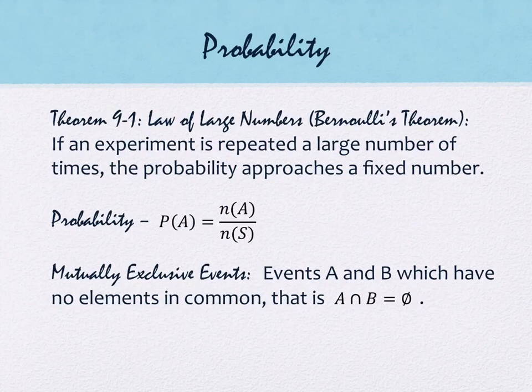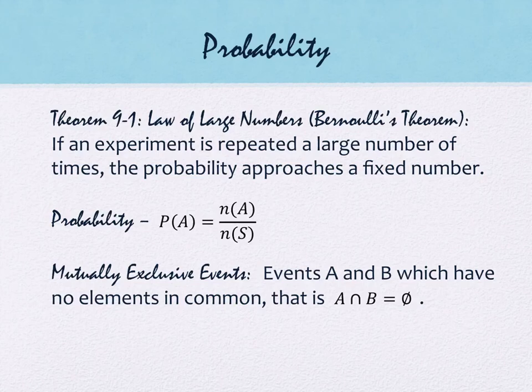Theorem 9.1 talks about the law of large numbers. Bernoulli is the mathematician credited with this theorem, so it's called Bernoulli's theorem. Bernoulli's theorem says if an experiment is repeated a large number of times, the probability approaches a fixed number. So imagine flipping a coin, and you flip the coin, and you flip the coin. If I flip the coin 1,000 times, which is a large number, I would expect to get about 500 heads and 500 tails. That's the law of large numbers.